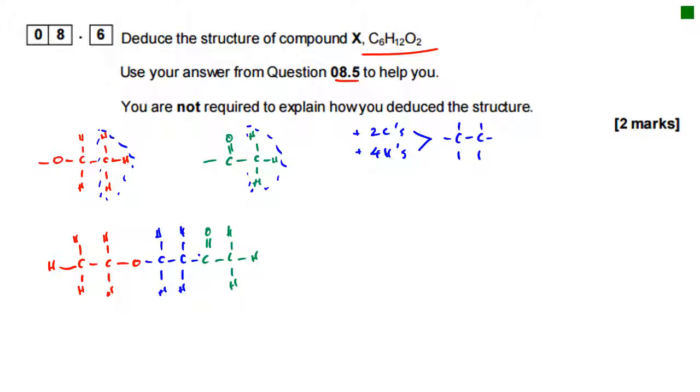Now, before we go on to the next question, let's just check with balance. So 1, 2, 3, 4, 5, 6 carbons, 3, 4, 5, 6, 7, 8, 9, 10, 11, 12 hydrogens, and 2 oxygens. So it looks like it's good.